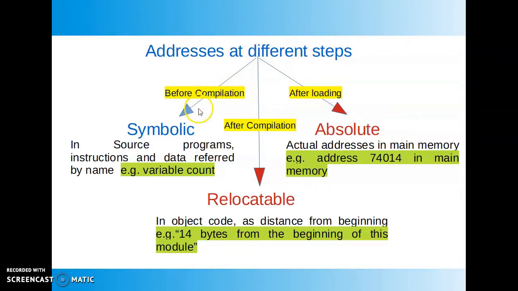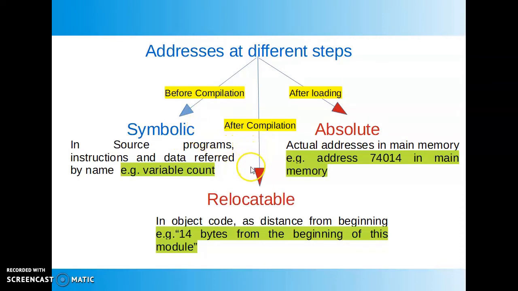Before compilation, we have the source program with us. In the source program, instructions and data items are referred to by symbols or by their names. That is why it is known as symbolic address. For example, we have a variable count in our program, then it can be referred by its name. So symbolic addresses are used in the source program and these addresses are present before compilation.